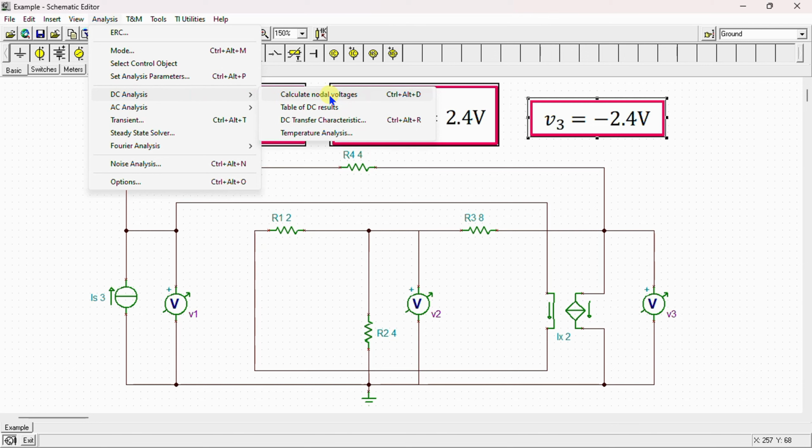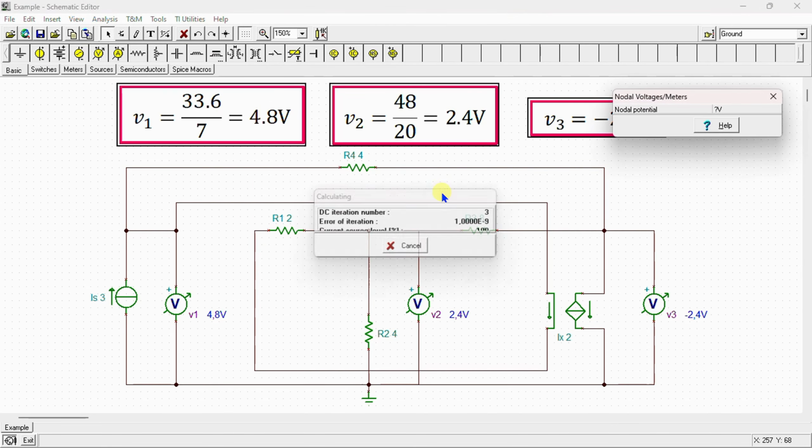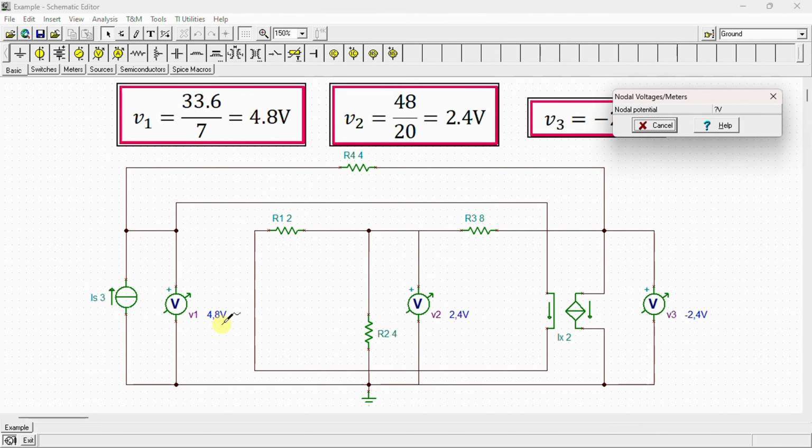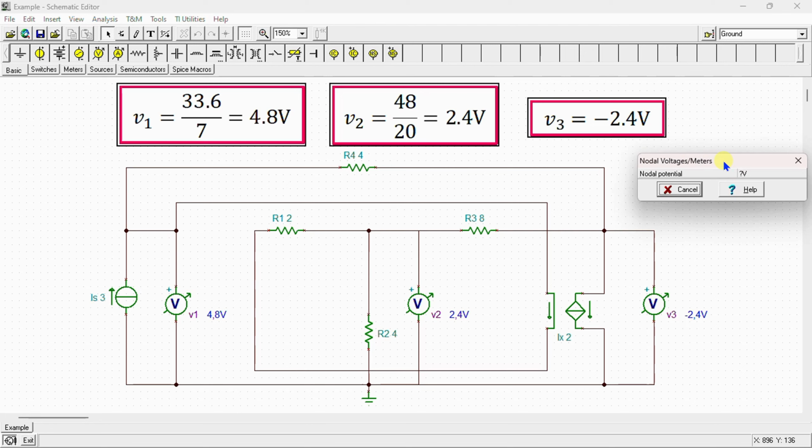DC analysis, calculate nodal voltages. We can see here that V1 is equal to 4.8 volt, V2 is equal to 2.4 volt, and V3 is equal to negative 2.4 volt. Upon completing the circuit simulation, we can clearly observe the similarity between the simulation and calculation results. This serves as a validation or verification of our work.